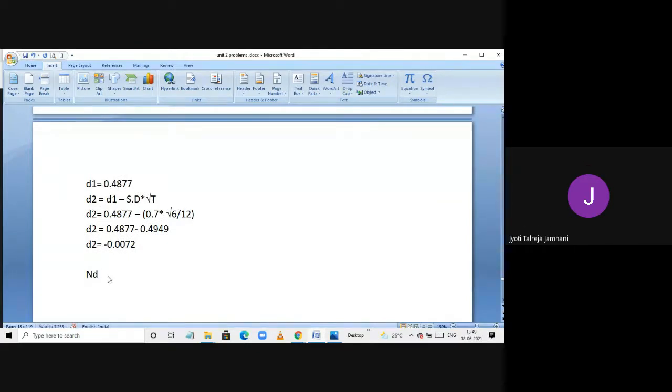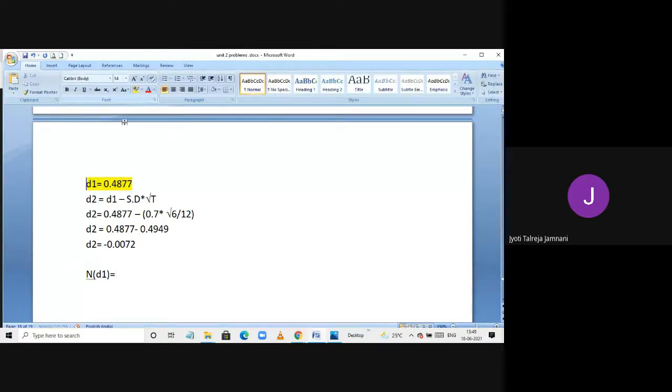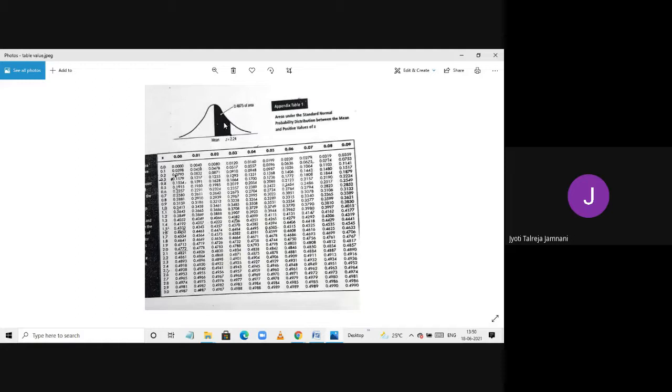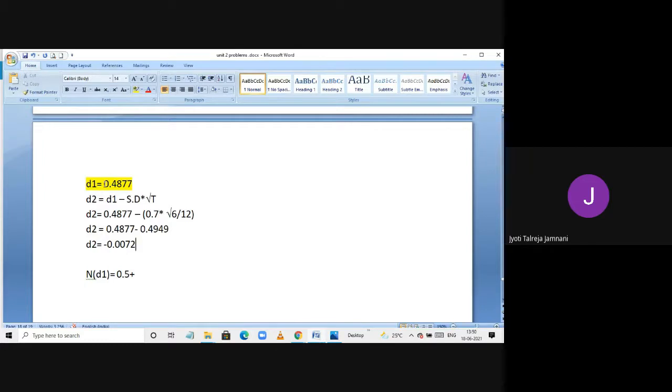So I'll write here N(D1) is equal to. Now D1 value, all of you, I hope are listening to me carefully. D1 value is positive, so we will do 0.5 plus whatever table value we get. If it is negative, like the D2 value is negative, with a minus sign, then we will do 0.5 minus. Why 0.5 plus and 0.5 minus? Because if the value is positive, we are in the positive quadrant, so 0.5 plus whatever is the value in this quadrant in the table. And if it is minus, we have to go to the negative quadrant, so we do 0.5 minus whatever is the table value. So it depends on what answer you get. D1 answer is positive, it's plus 0.4877, so I'm doing 0.5 plus. D2 is minus 0.0072, so I should do 0.5 minus.